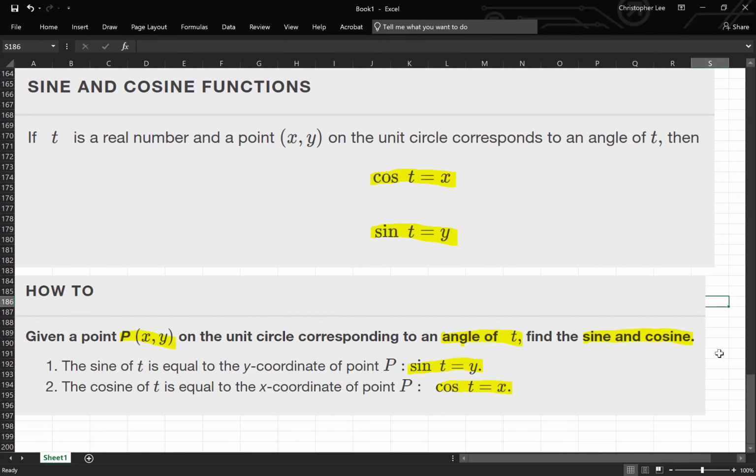We got a little how-to. Given a point P (x, y) on a unit circle, corresponding to an angle of t, find the sine and cosine. That's how you do it. Step 1, the sine of t is equal to the y coordinate of the point P. Step 2, the cosine of t is equal to the x coordinate of the point P. That's it. Nice and simple.